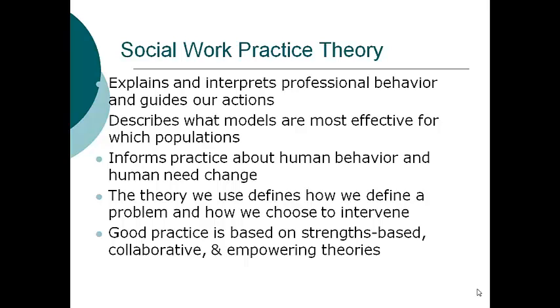Practice theory explains and interprets professional behavior and guides our actions. It also describes what models are most effective for which populations, such as our case that we presented. What models are going to be most helpful in understanding the adoption processes? Practice theories change over time. For example, we're learning much more about the impact of biology on behavior from neuroscience. The theory we use defines our assessment and intervention. If I define the problem as psychological, then my intervention will be psychological. If I think it is because of discrimination, then I address the problem from a systemic perspective.